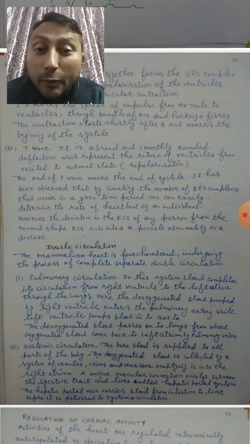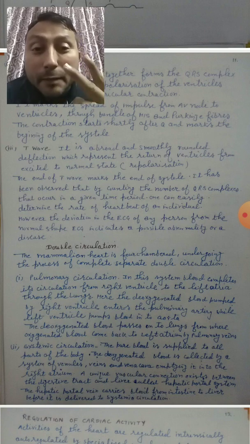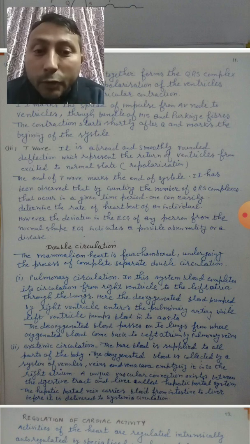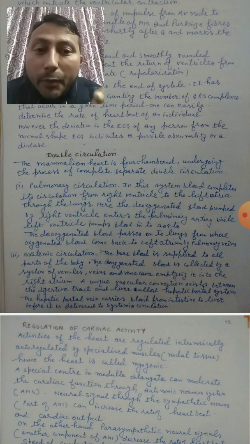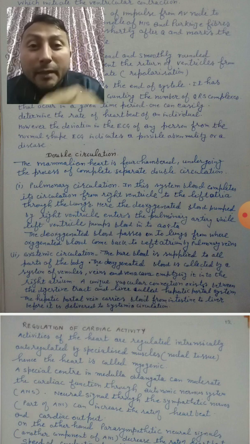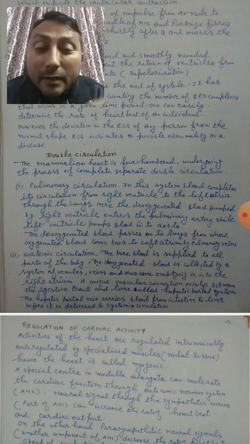Then double circulation. The mammalian heart is four-chambered, undergoing the process of completely separate double circulation. So there are two types of circulation. One is pulmonary circulation. Pulmonary circulation means in this system the blood completes its circulation from the right ventricle to the left atrium through the lungs. And when I'm talking about systemic circulation, the pure blood is supplied to all parts of the body, and deoxygenated blood is again returned to the heart. That's why the blood flows twice through the heart. It is called double circulation.